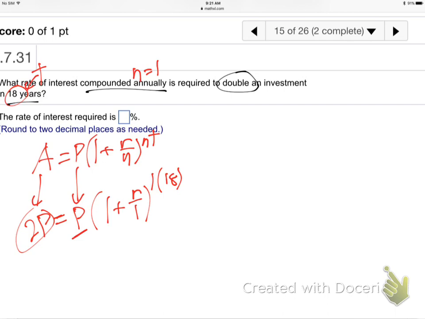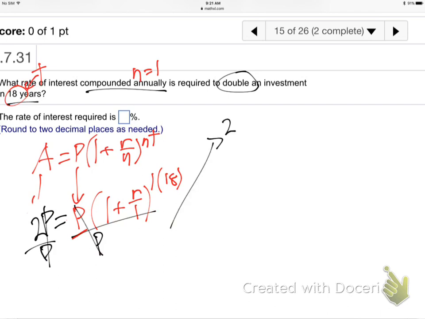Now, let me pause here. This is a mistake I've seen hurt a lot of people over a lot of years, so I'd like to do whatever I can to help that not happen for you when we take this test in a couple weeks. People remember this mostly, but they make one little mistake. They'll put a 2 there instead of a 2P. Why is that such a problem? Then they're stuck because they can't divide off the P. Whereas if you have the P there, the first step is just to divide off the P, and it's gone, and then we just have 2 equals 1 plus the r to the 18th, and away we go. We can get the rest.